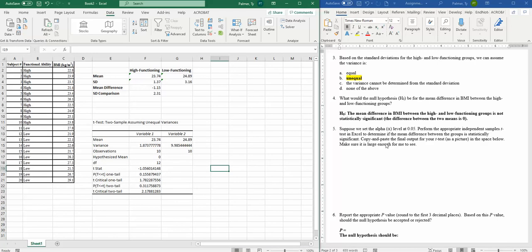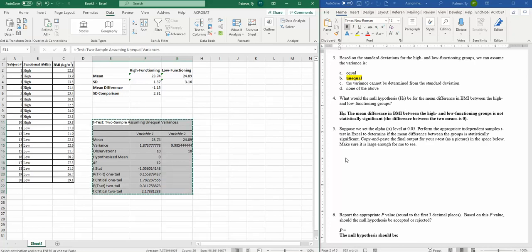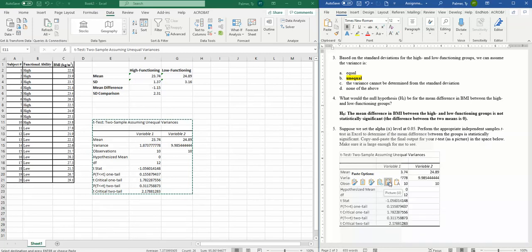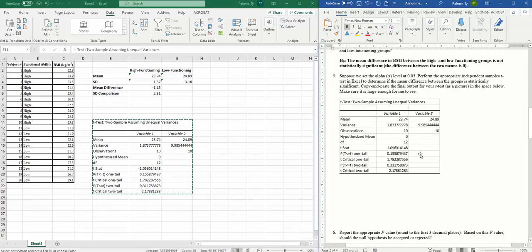Okay, so now that we have our final output here, what does it say in the problem? It says copy and paste the final output for your t-test as a picture in the space below. Make sure it's large enough for me to see. So pretty easy to do that. Just copy all of this here just like I've done. Right click, copy, and then come back over here, right click, and you can use the paste option as a picture, and then there we go. We get our final output here as a picture.